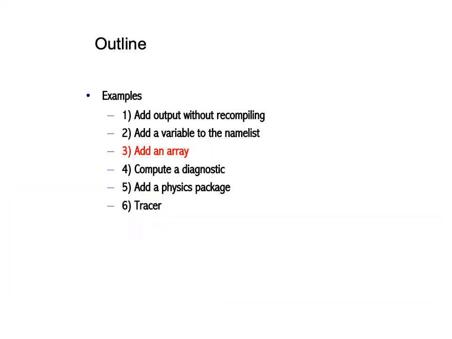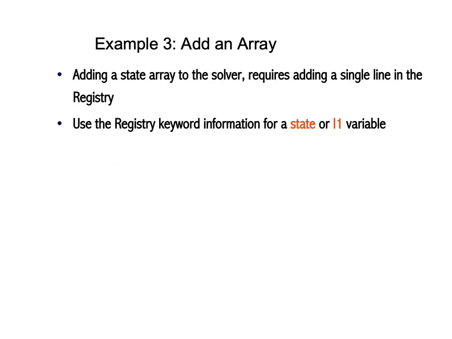Just like the rconfig keyword allows you to set a runtime option, the state keyword allows you to add an array into the WRF modeling system. This is the second of the 2 big examples, one adding a namelist variable and one adding an array. Very similar to the way that you add an entry in the namelist, we add an array by adding a single line into the registry.